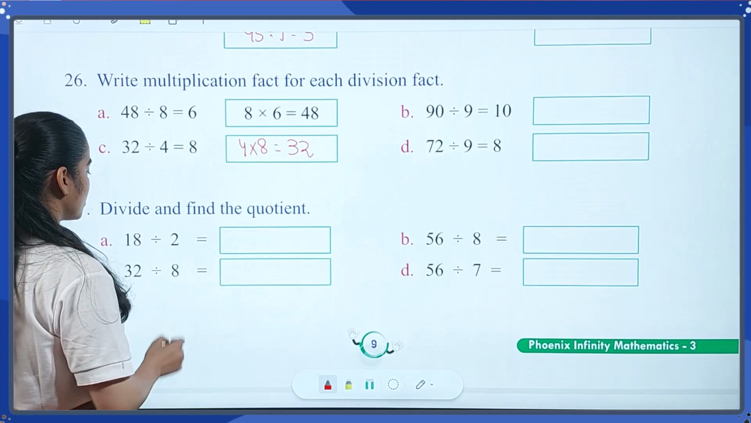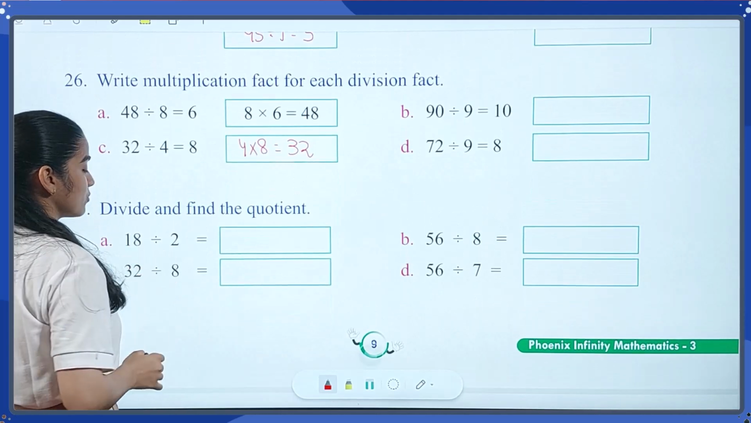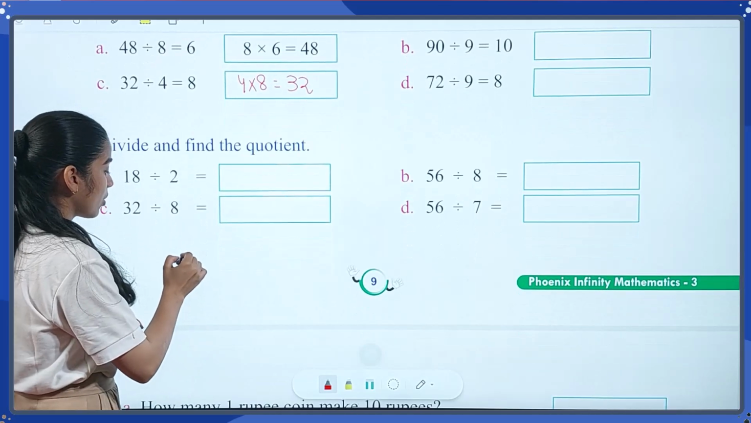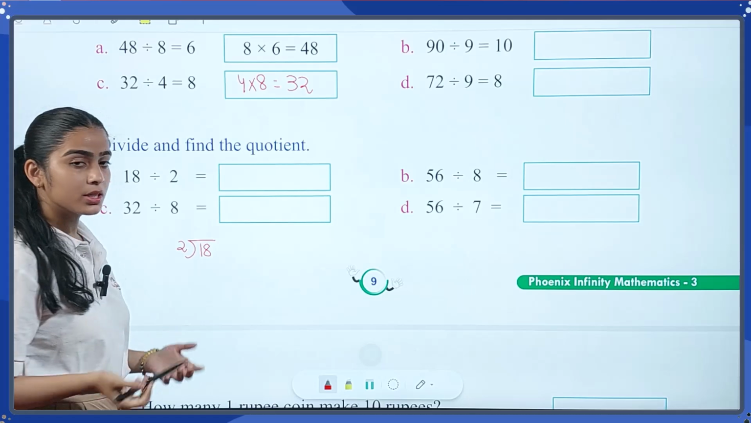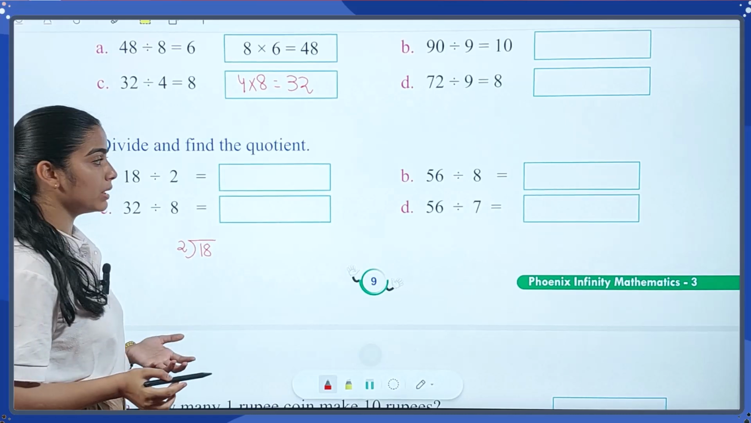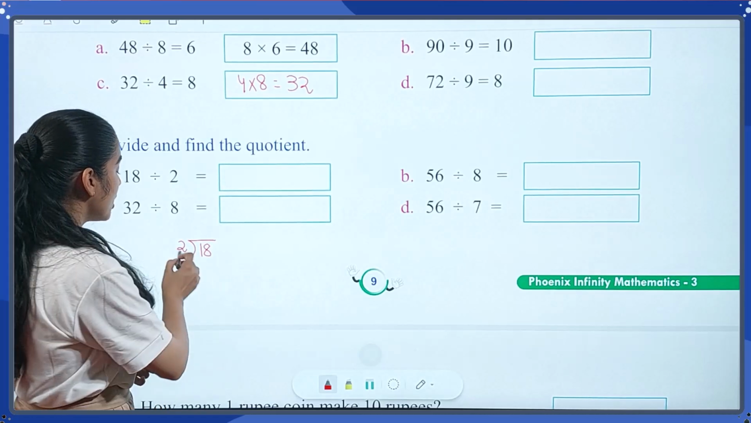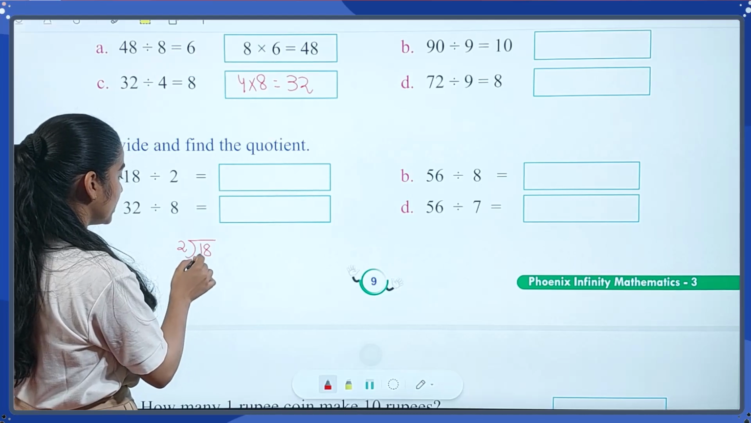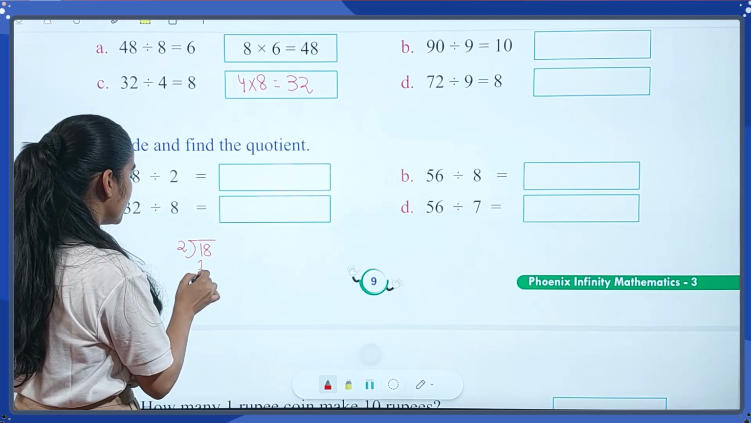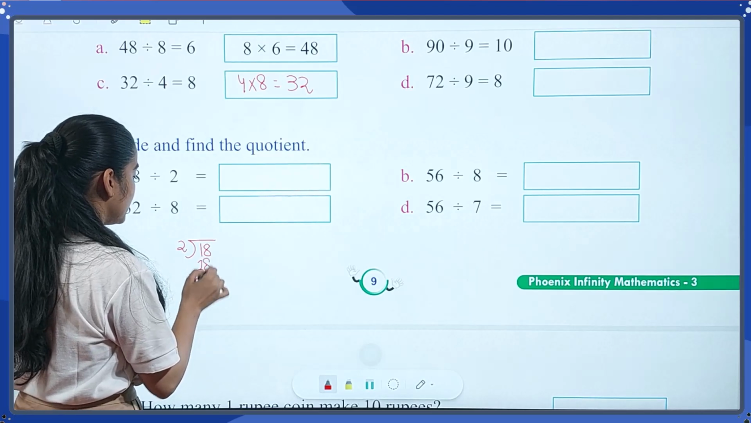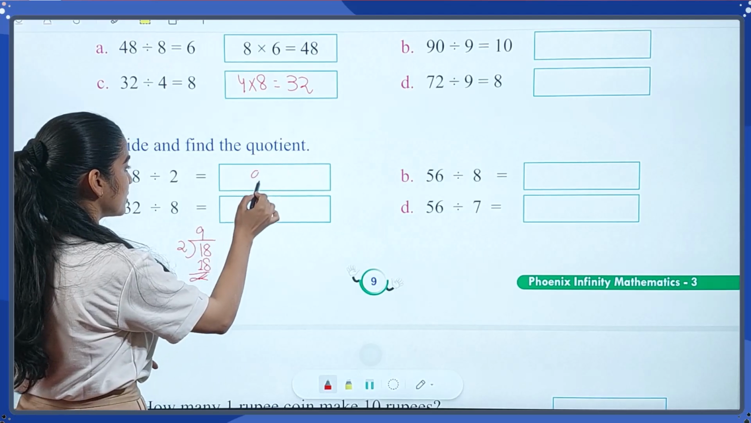Divide and find the answer. So when we have to divide, you have to check how you can take the long division method, as well as you can also take repeated subtraction, but repeated subtraction is a long method. Now you have to find 18, at what place it comes in the twos table. Its place is 9, so it means 9 is your answer.